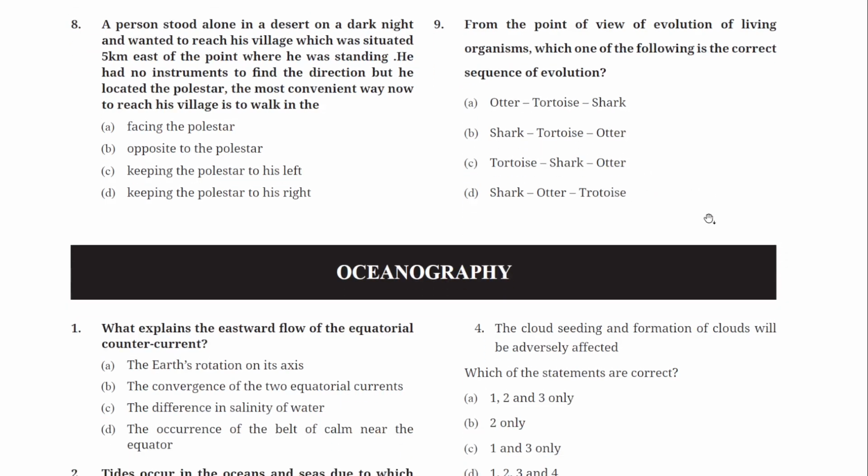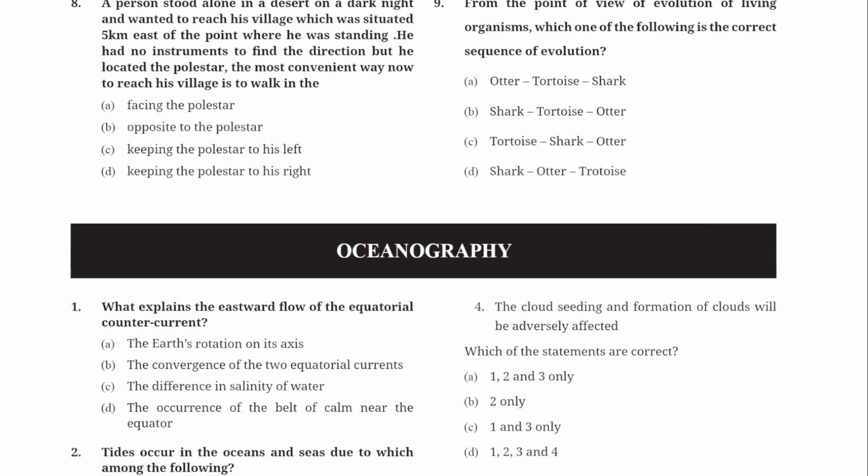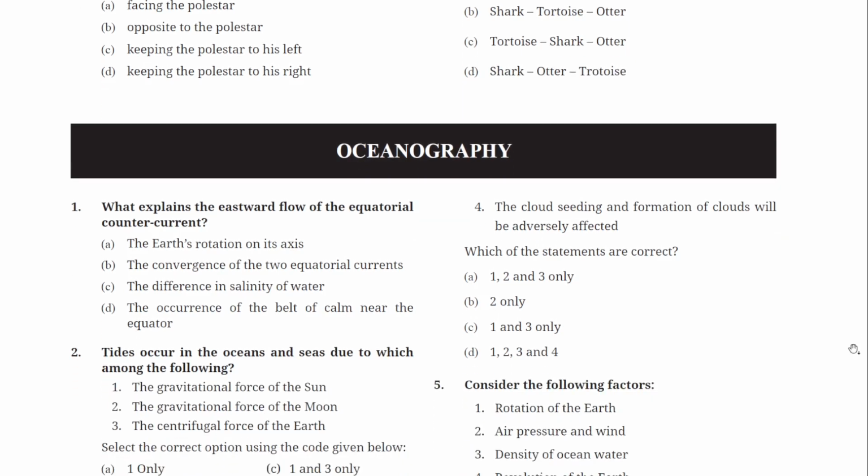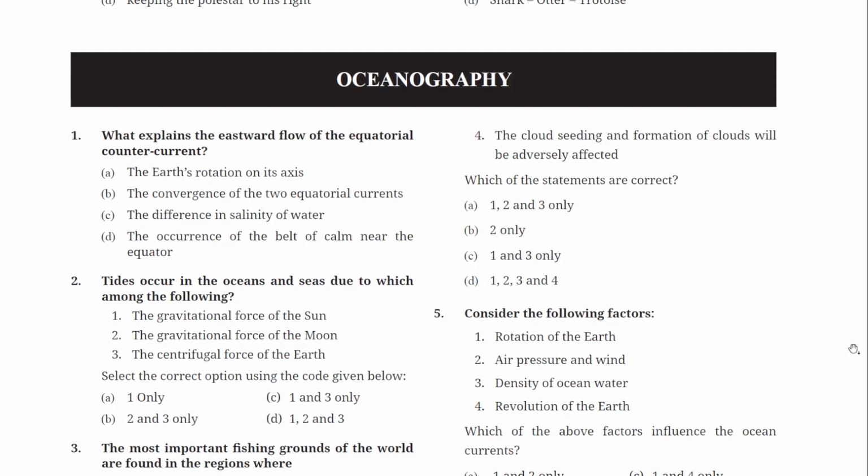Okay. Moving forward, oceanography. So now let's see the questions from oceanography. What explains the eastward flow of the equatorial countercurrent is the question asked here. In the ocean there are different currents, and here the question is about the equatorial countercurrent. So the convergence of the two equatorial currents is actually the real explanation here. Almost self-explanatory options are given.